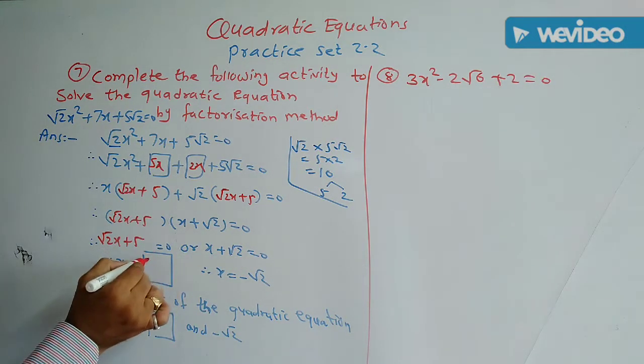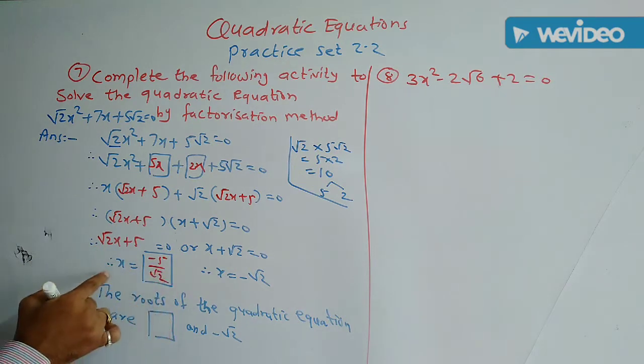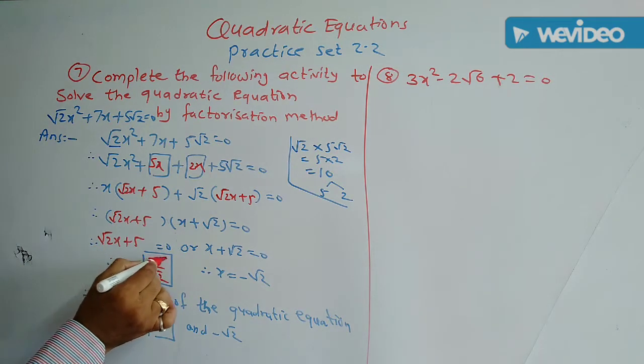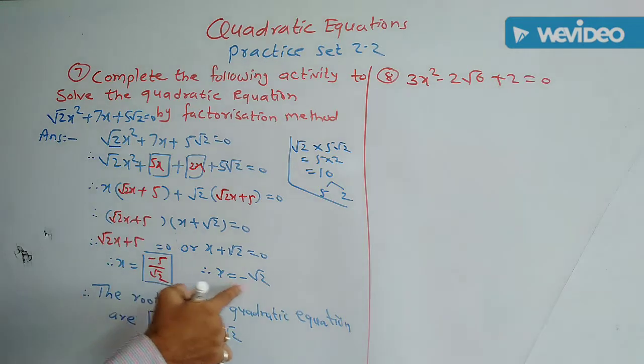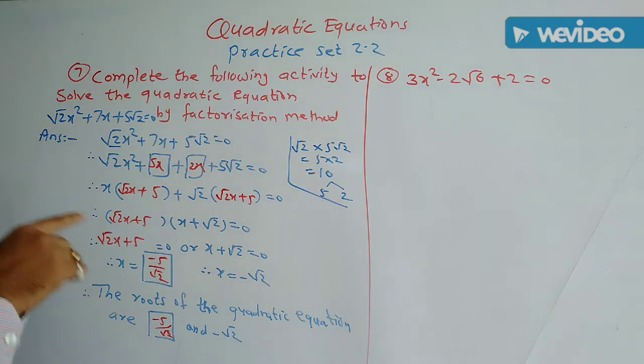Now this plus 5 gets converted to minus, and the multiplied root of 2 gets converted to division. Therefore x is equal to minus 5 upon root of 2, or x is equal to minus root of 2. Therefore the roots of the quadratic equation are minus 5 upon root 2 and minus root of 2. That means complete the activity.